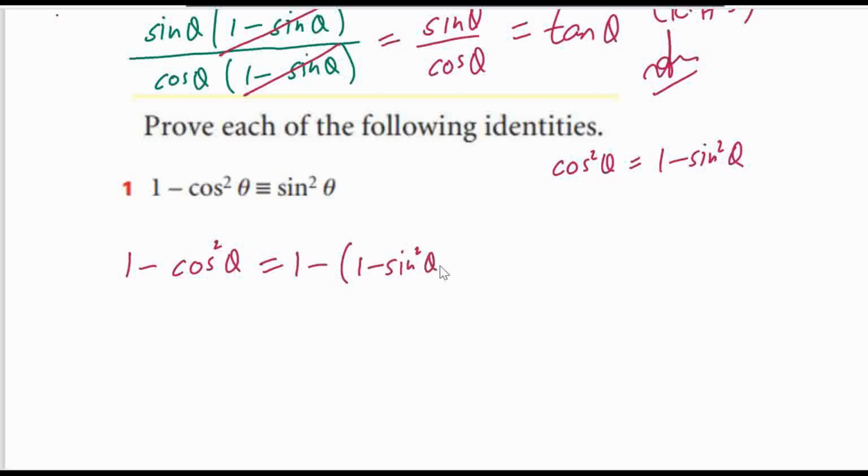sin square theta is equals to, now this will be equals to 1 minus 1 and then plus sin square theta. So this will be equals to sin square theta, which is the right hand side. I hope that this concept is clear.